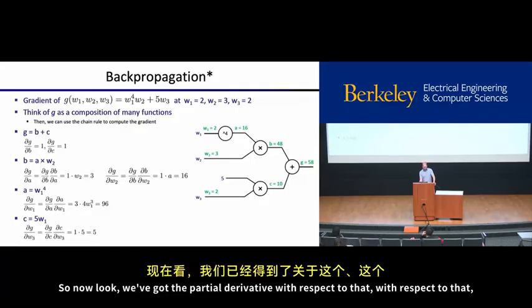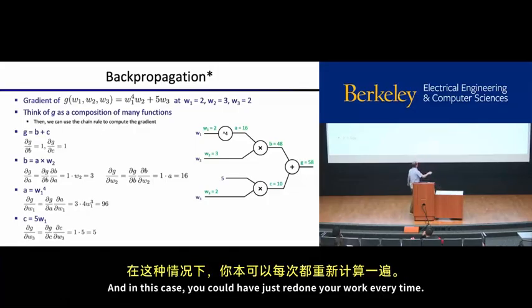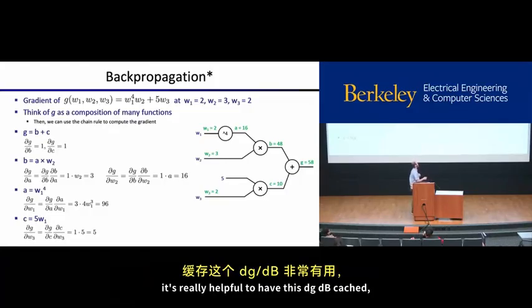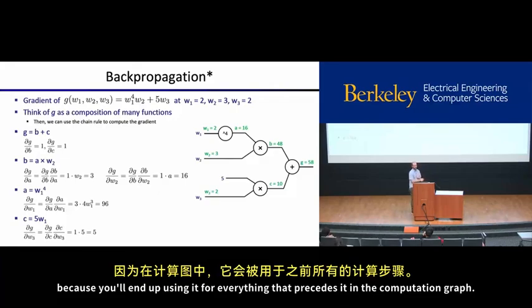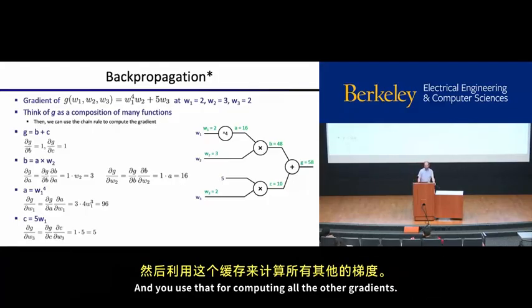So now, look, we've got the partial derivative with respect to that, and with respect to that, which is what we were aiming for. And in this case, you could have just redone your work every time. But in a computation graph that's more elaborate, it's really helpful to have this dG/dB cached, because you'll end up using it for everything that precedes it in the computation graph. So you basically cache the gradients of all of the output with respect to a hidden layer value, and you use that for computing all the other gradients.